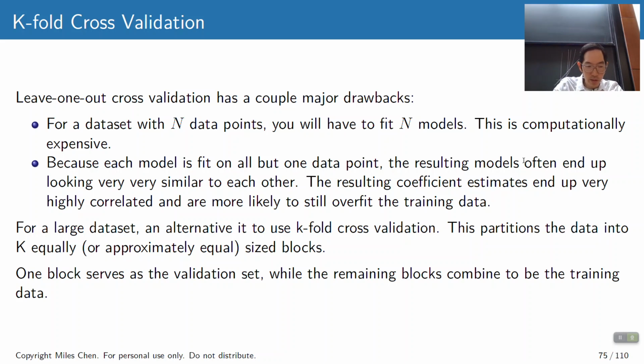An alternative, and this is generally the recommended method, is k-fold cross-validation. In k-fold cross-validation, you take your entire data set and split it up into k equally sized, or as close to equally sized, chunks. If you have 1,000 observations, you might do 10-fold cross-validation where you have chunks of 100, or you might do 5-fold cross-validation where you have chunks of 200.